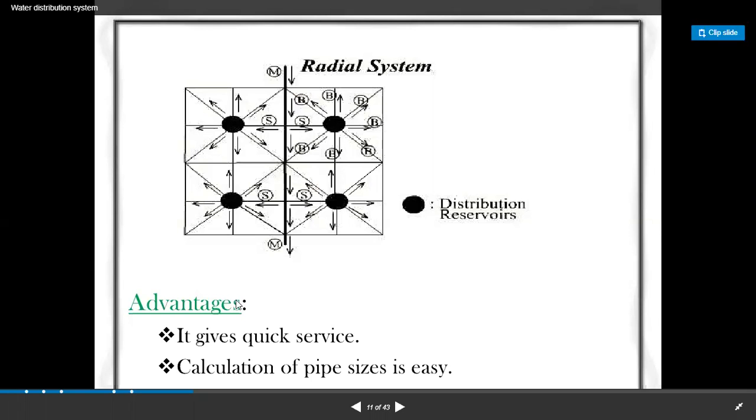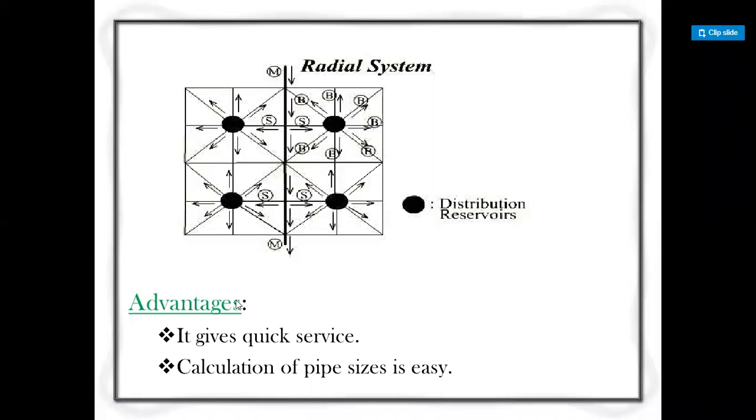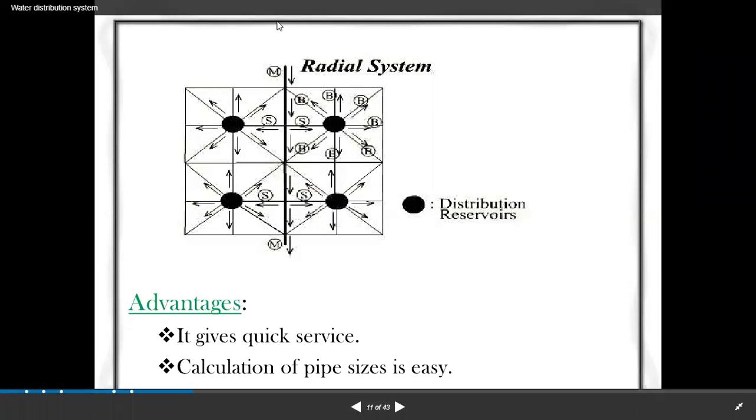Now see what the advantages of the radial system are. It gives quick service. The service or flow of water in that radial system is quick. Then calculation of pipe size is easy. We are able to calculate the pipe size easily in this radial system.